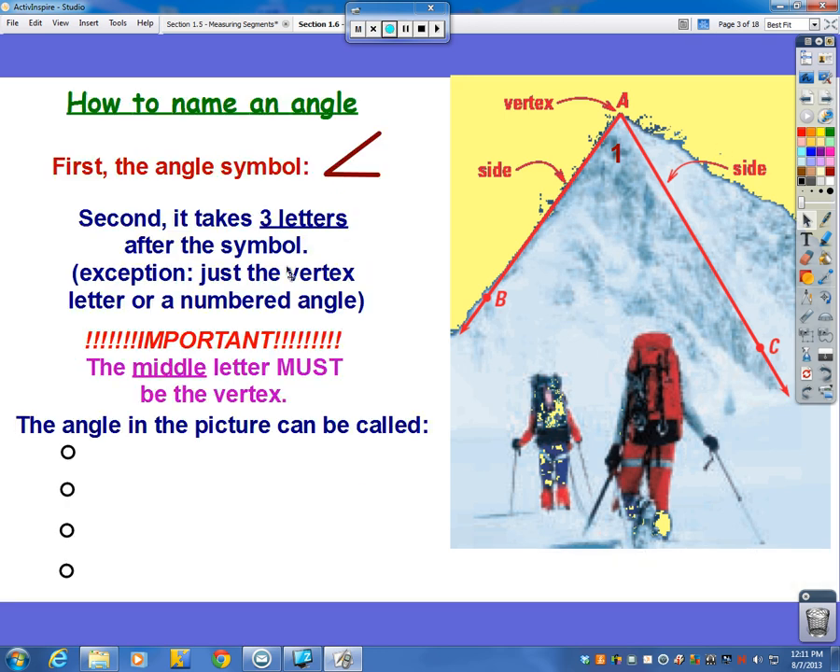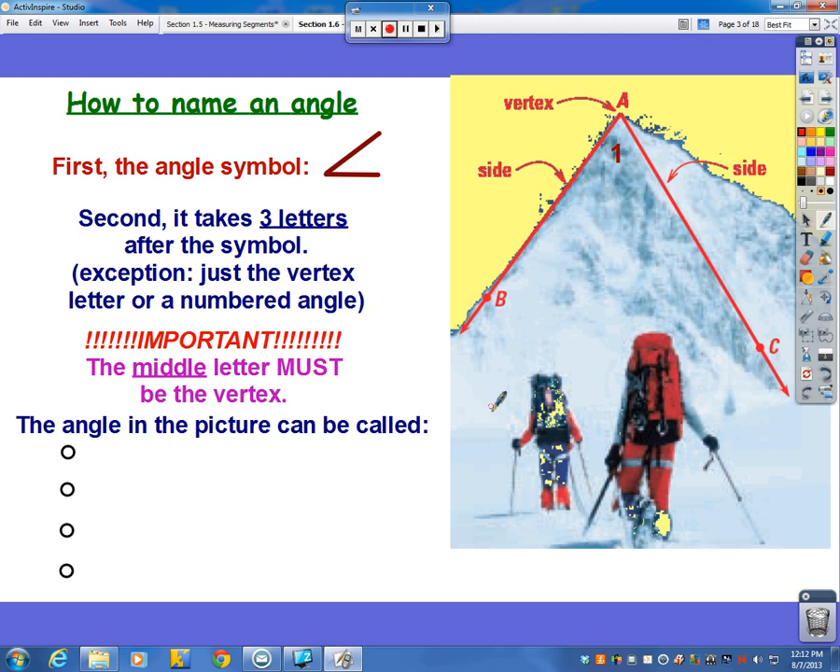Now, how to name an angle? First off, there's an angle symbol, and it kind of looks like a little baby angle. Kind of looks about maybe like a 45-degree angle, if you will. And then it takes three letters after this angle symbol. All right, and there are some exceptions that we will talk about, but primarily we're going to be using the three-letter format here. And sometimes I'll mention the three-letter format or the one-letter format. And it's always nicer to go with the one-letter format because, well, quite frankly, it's shorter. But if you want to use the three-letter format, the important thing to note here is that the middle letter must be the vertex, the elbow, if you will.